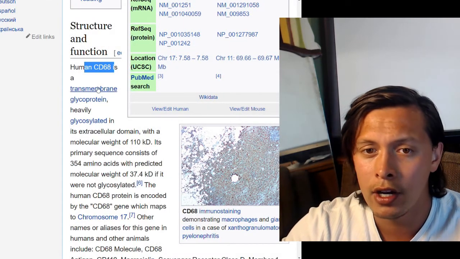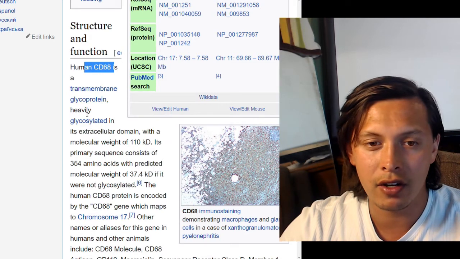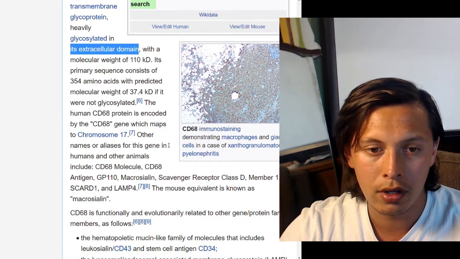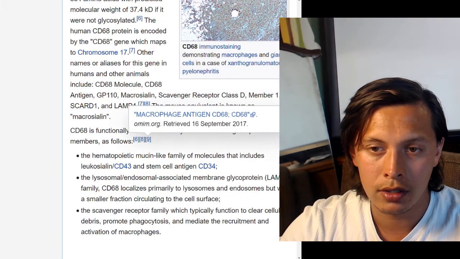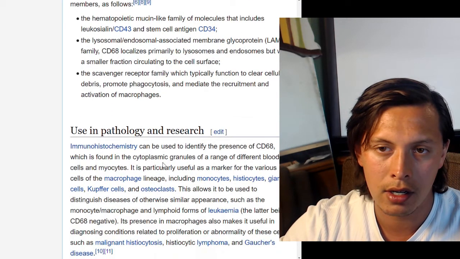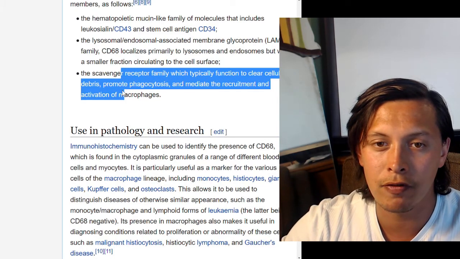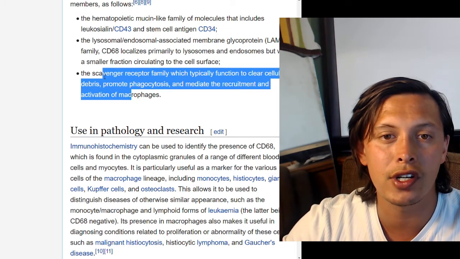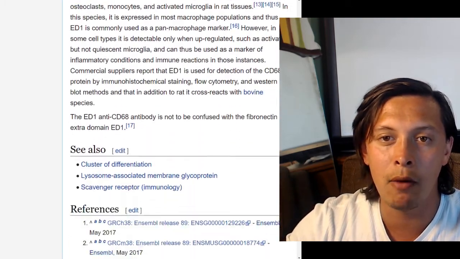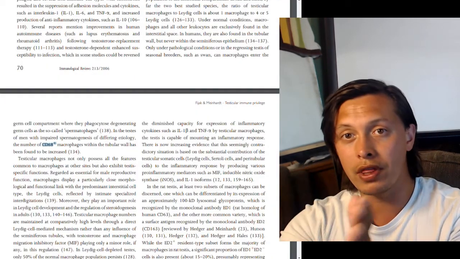So it's a transmembrane protein, which means it goes through the cell membrane, and is heavily glycosylated in the extracellular domain. Okay, but what does it do? It's related to the scavenger receptors, which typically function to clear cellular debris, promote phagocytosis, and mediate the recruitment and activation of macrophages. Okay, I won't be able to digest and regurgitate that within a few seconds.